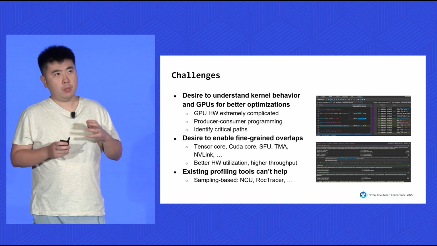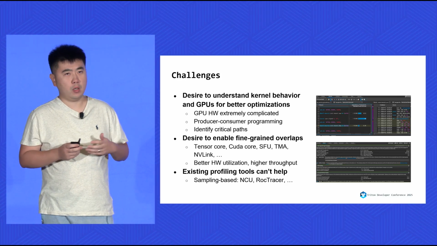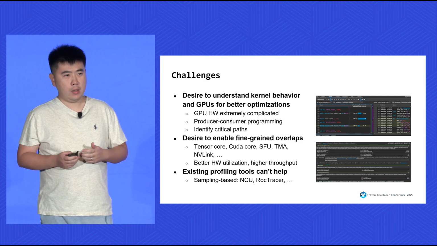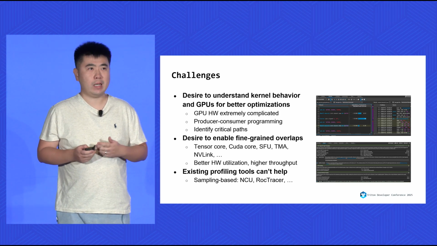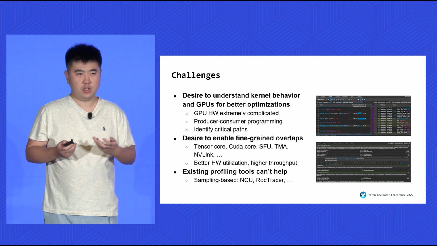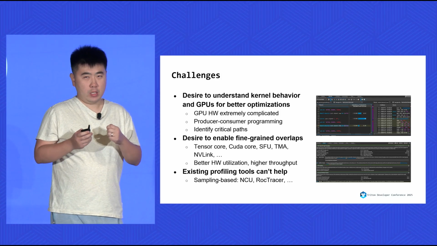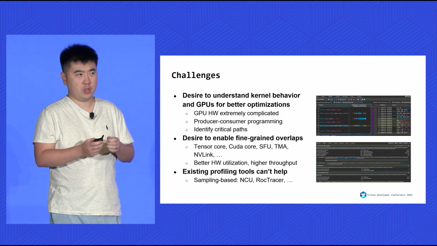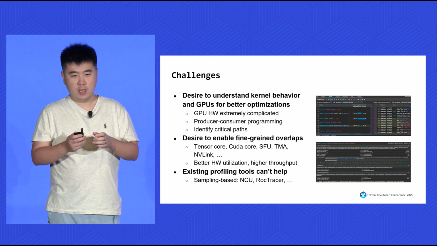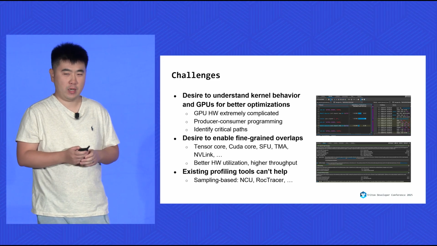So, for example, during kernel optimization, without knowing the critical path, you probably will rely on guess and check. For example, you change a little piece of your program and test its performance and hope you have a performance gain.